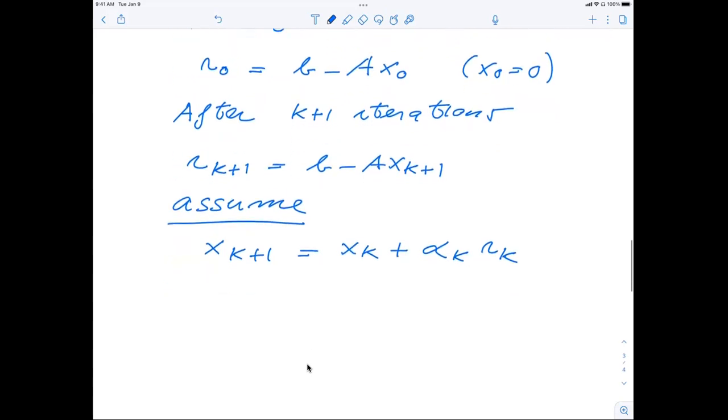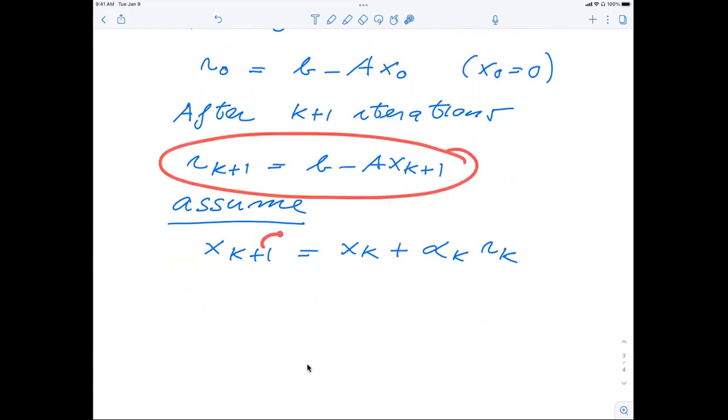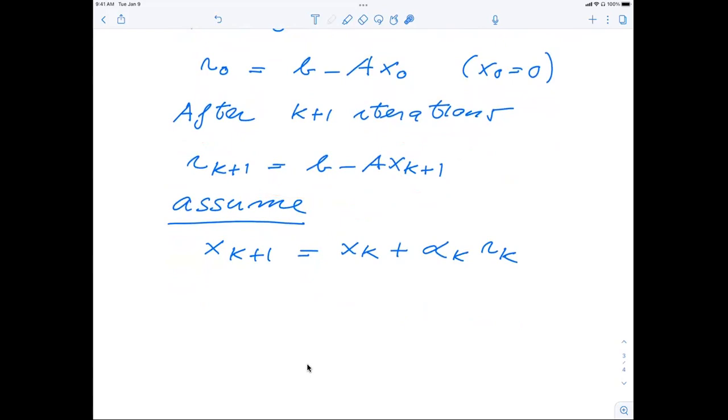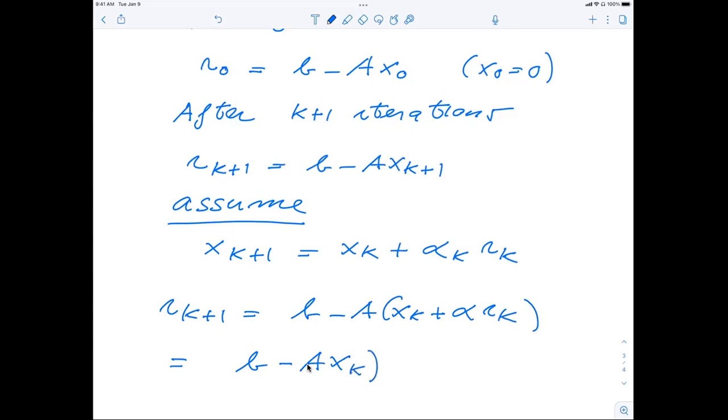Now, if I plug this back in, if I go back to the expression here, I can plug in the value of x of k plus 1 in here. So that means that in general, r of k plus 1 is equal to b minus A of x of k plus alpha of r of k. I'm just inserting the values for x, and we would then rewrite this as b minus A of x of k minus alpha k of A times r of k.